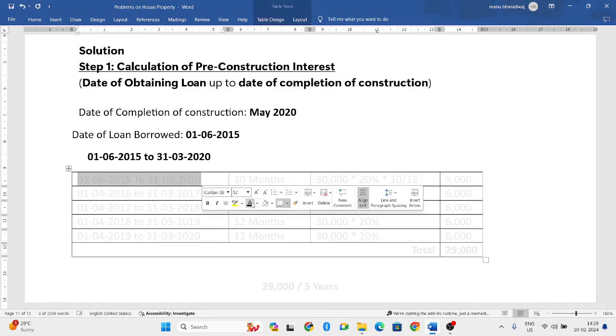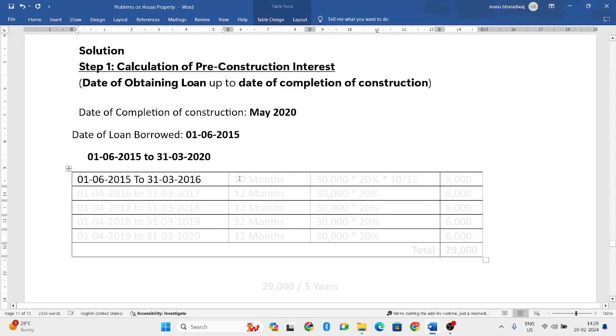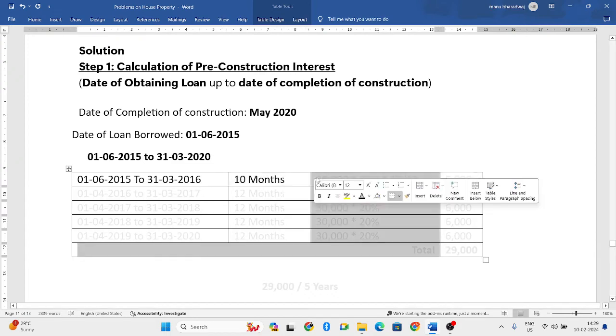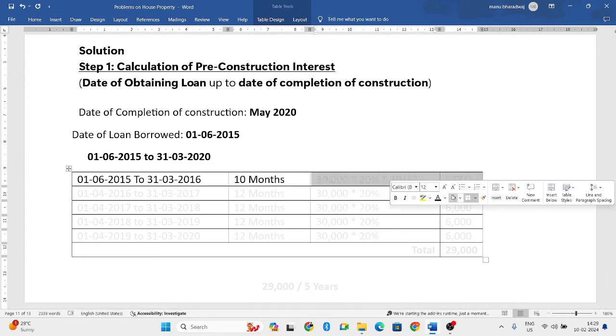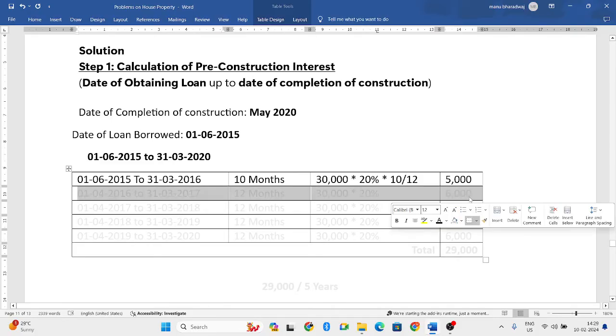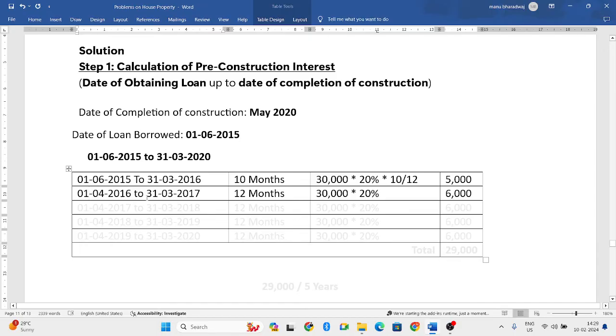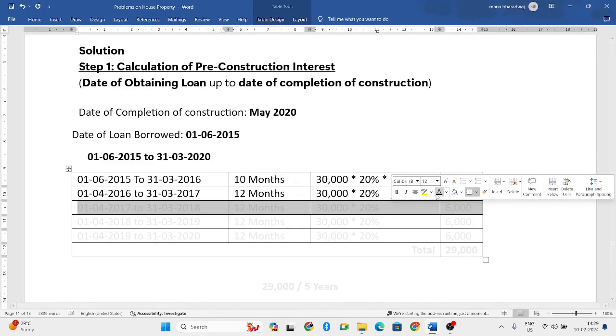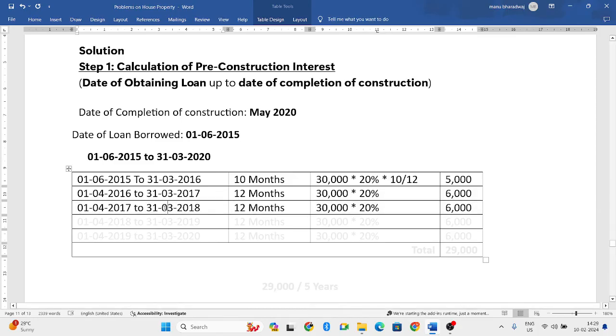From 1/6/2015 to 31st March 2016, there are 10 months. So 30,000 is the total amount obtained, into 20% rate of interest, into 10 months divided by total 12 months. You will get 5,000. Next assessment year, from 1/4/2016 to 31st March 2017, complete 12 months you are paying the interest. 30,000 into 20% will be 6,000. Similarly, from 1/4/2017 to 31st March 2018, you are paying the same 6,000 interest.